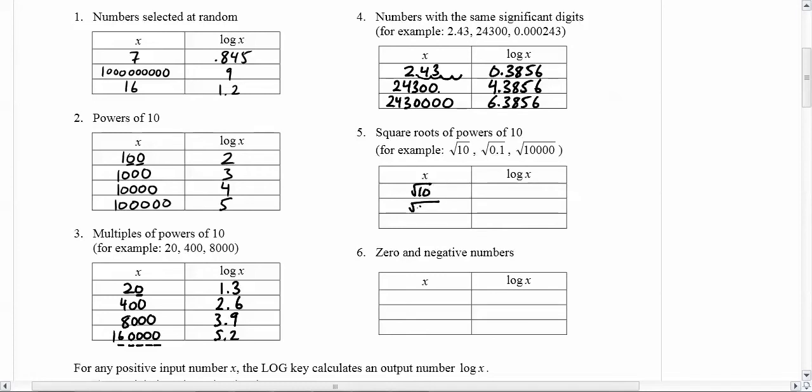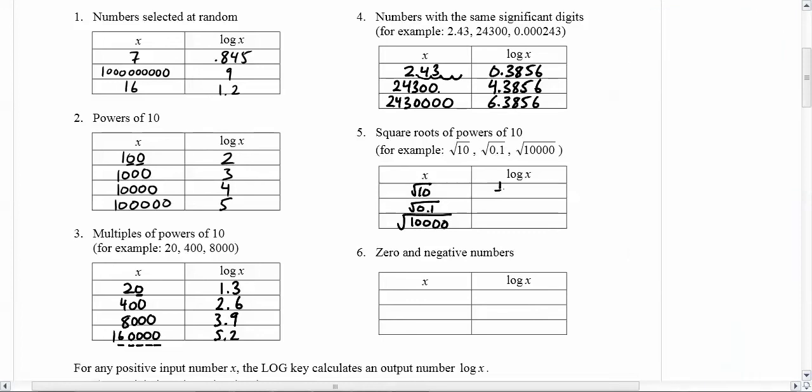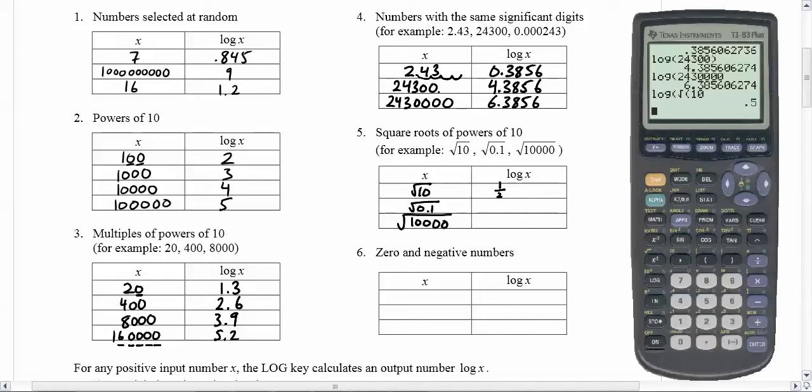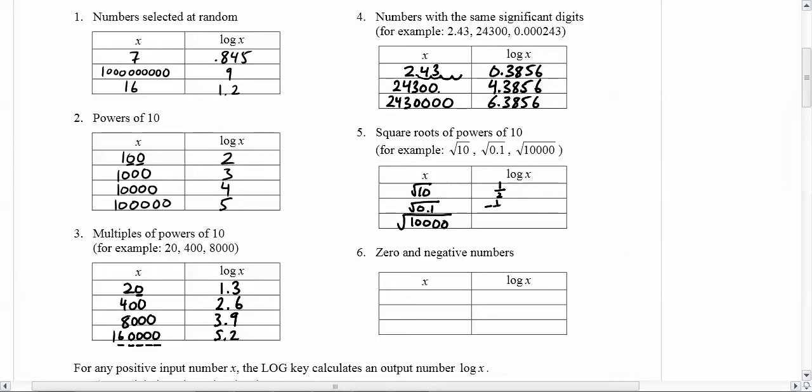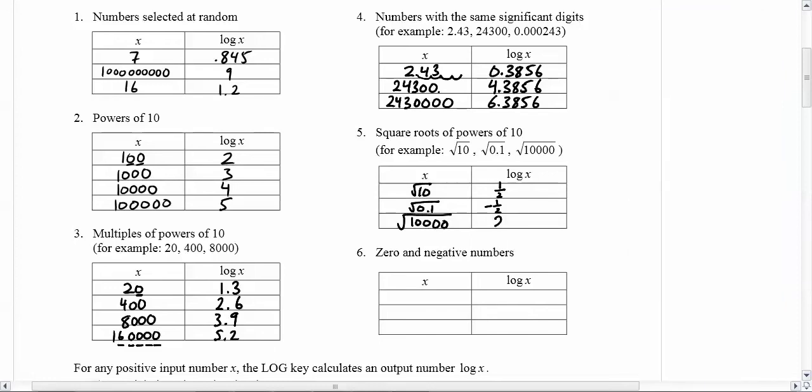Try some roots. The log of a square root is a half. Log of root 0.1 is negative a half. And log of root 10,000 is 2, because the square root of 10,000 is actually 100.